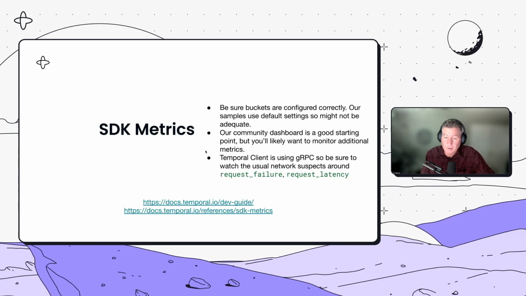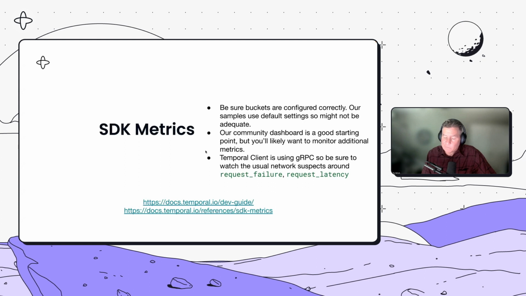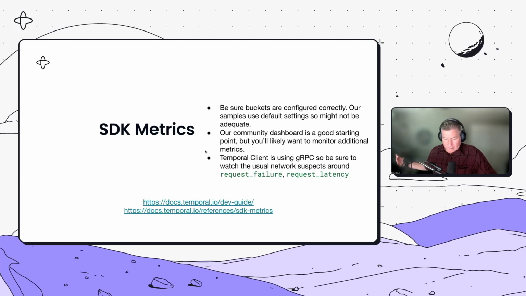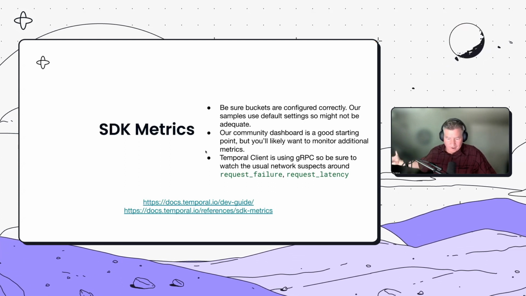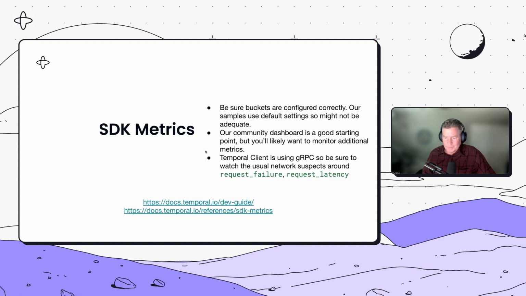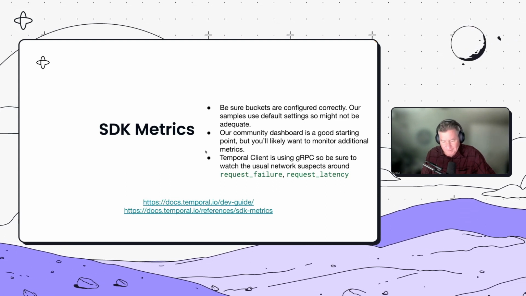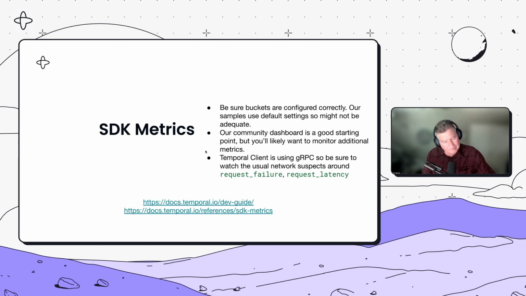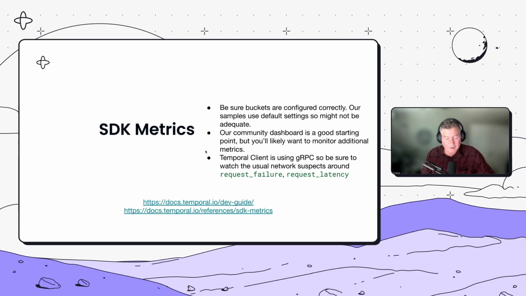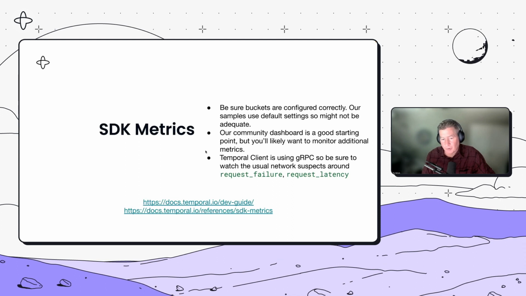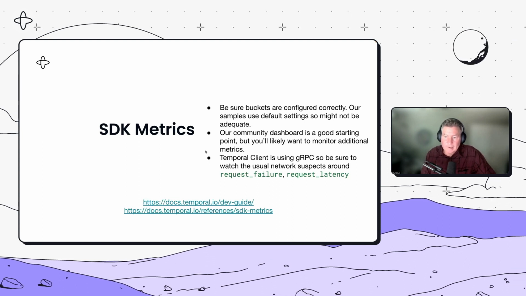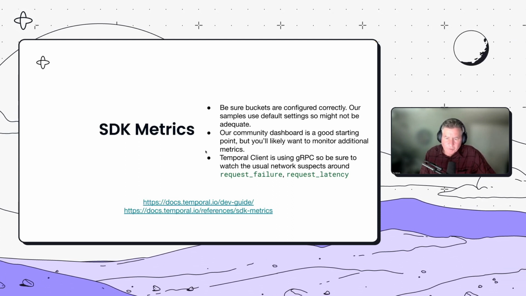And then finally, we're connecting over gRPC. This is a network thing. So be sure that you're monitoring the usual networking suspects in those metrics, like the request failures, request latencies, long request failures. We'll talk about what long request and request is in just a little bit, but be sure you're watching those.